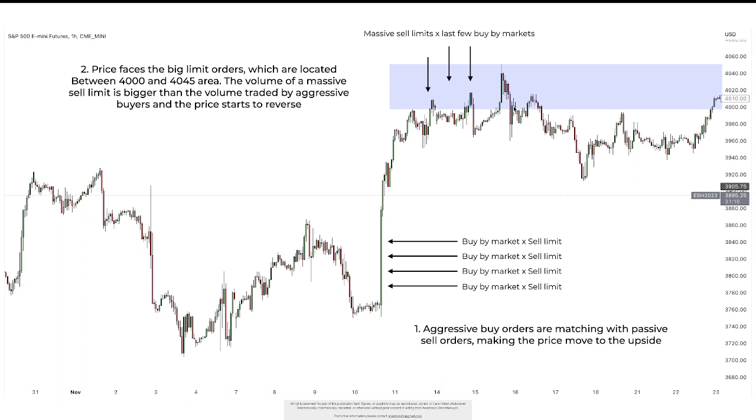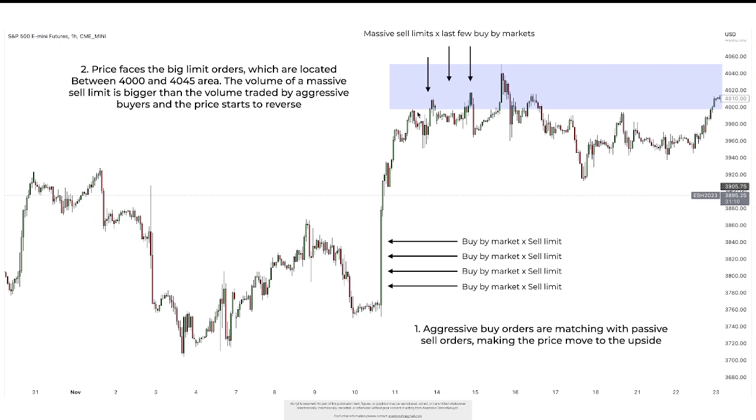This is how the price stops, because aggressive buyers already had their orders filled earlier on the lower levels, and by the time they reach this huge supply area around 4,045, we do not have many aggressive buyers left, but we have lots of passive sellers. So what we can see here, we have massive sell limits and the last few buyers who are left at this moment. The volume of massive passive sell limits is much bigger than the volume traded by aggressive buyers. And this is where the price starts to reverse and slow down.